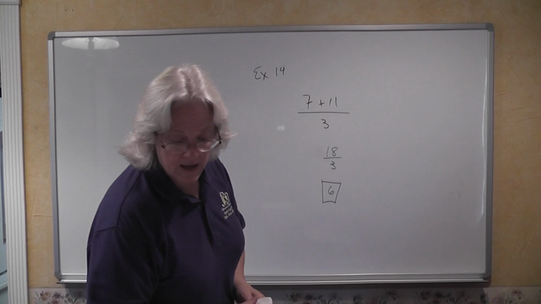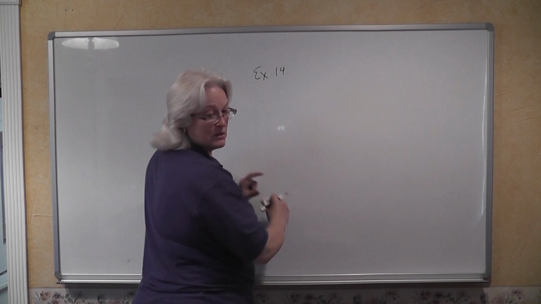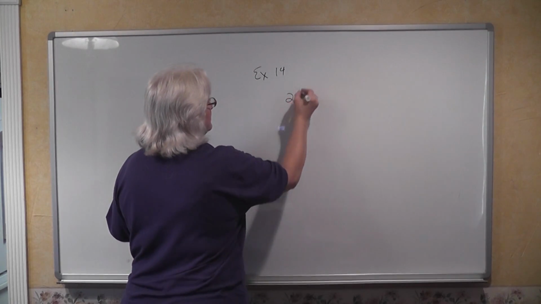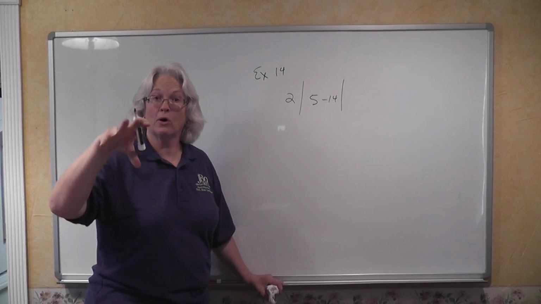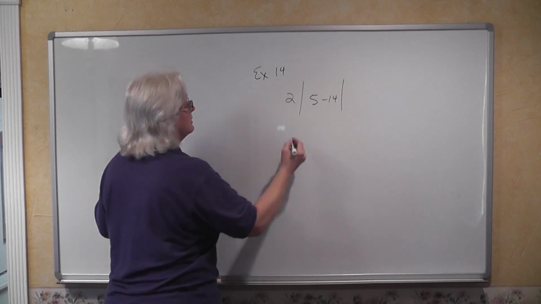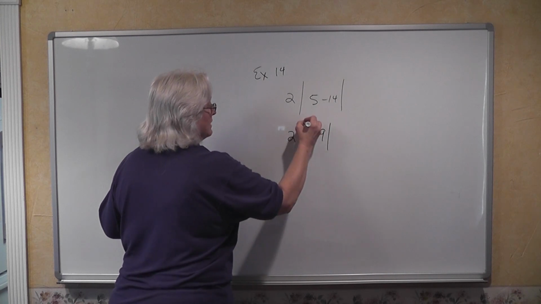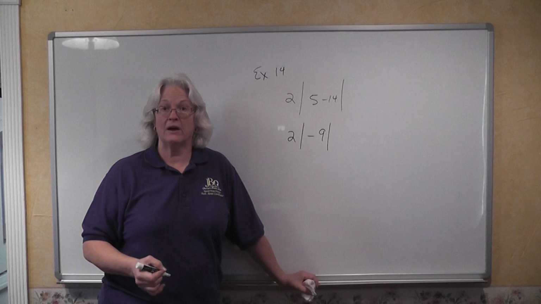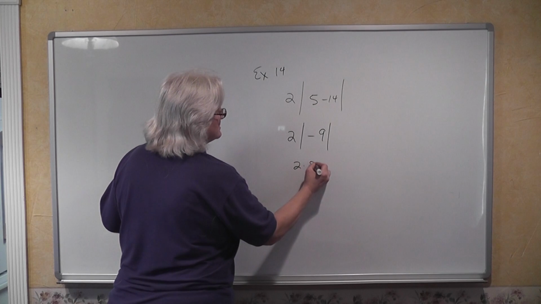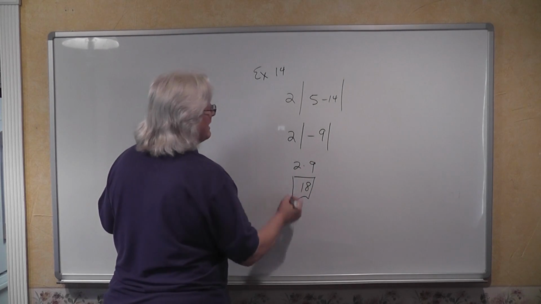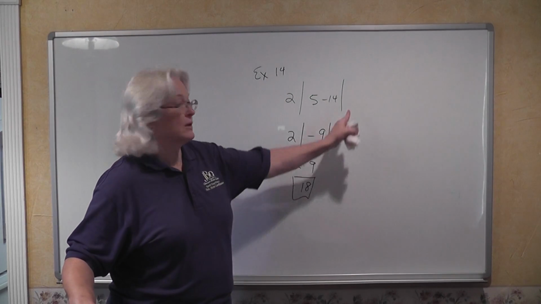And the final example that they have here is using absolute value bars as grouping symbols. We have 2 times the absolute value of 5 minus 14. Absolute value bars are grouping symbols. Work inside of those first. What is 5 minus 14? 5 minus 14 is negative 9. What's the absolute value of a negative number? It's always its positive counterpart. 2 times 9, 18 is the solution that we're looking for, or the correct value of this expression.